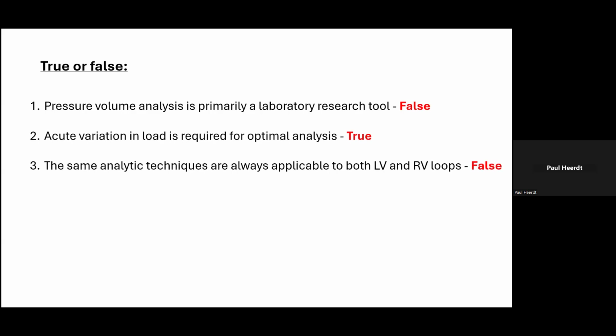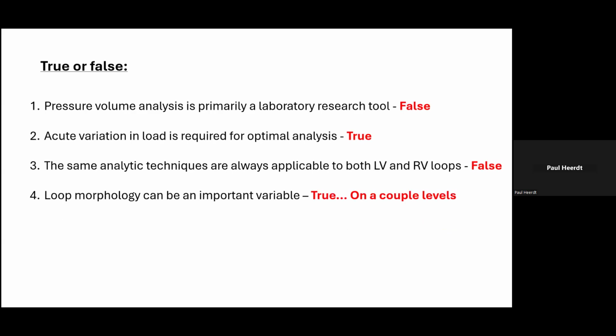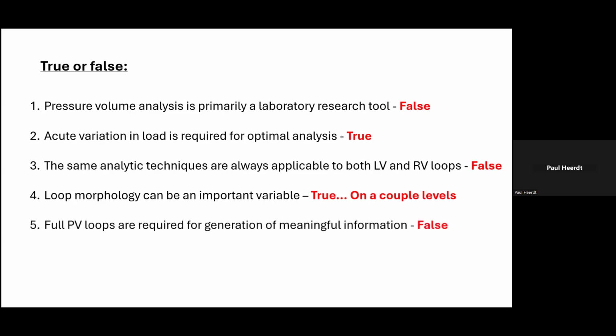If we take the methods and adapt them for the fact that the RV pressure-volume relationship is dynamic and will change depending on the background conditions, this may actually be true. Loop morphology can be an important variable. This is true, and we've said both for differences between the ventricles, but also a change in relationship to pathology, for example, valve pathology. And full pressure volume loops are required for generation of meaningful information. I would say this is false, as we're beginning to see more and more of these single beat models that are presented in the literature.